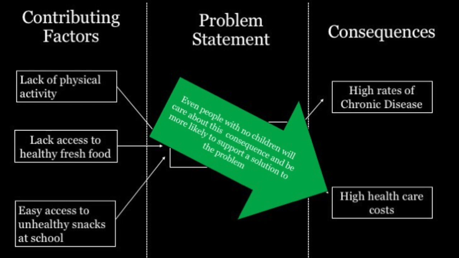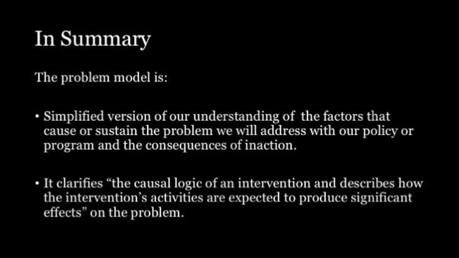If we include the consequences in the problem model, it's easier for us to gain support for a problem that maybe some people don't care about. That's why including the consequences is an important part of this. Now, the consequences also come from doing research on a problem. In summary, the problem model is a simplified version of our understanding of the factors that cause or sustain a problem we will address with our policy or program and the consequences of inaction.